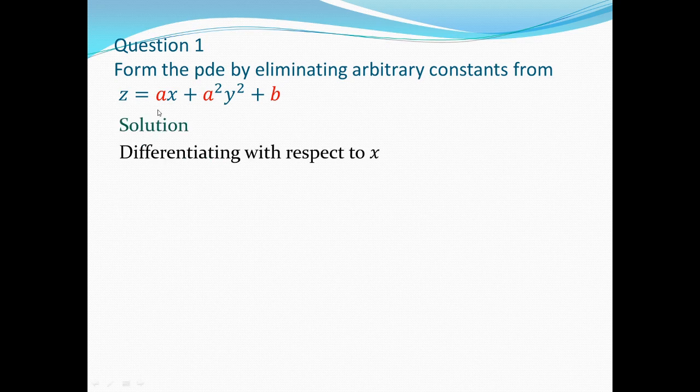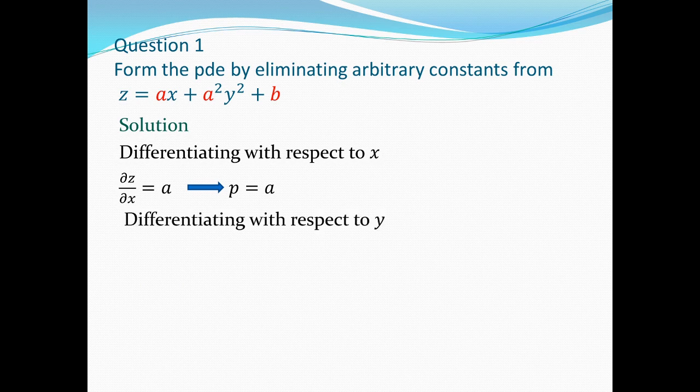Let's consider the question. Form the PDE by eliminating arbitrary constants from z is equal to ax plus a square y square plus b. Here a and b are the arbitrary constants. As mentioned before, we first partially differentiate the equation with respect to x. Now we can see that there's only one term which involves x, and hence the differential equation will be dou z by dou x is equal to a. That is, p is equal to a.